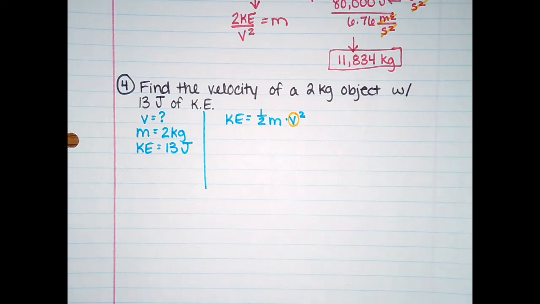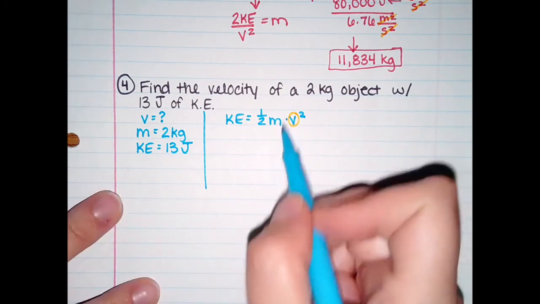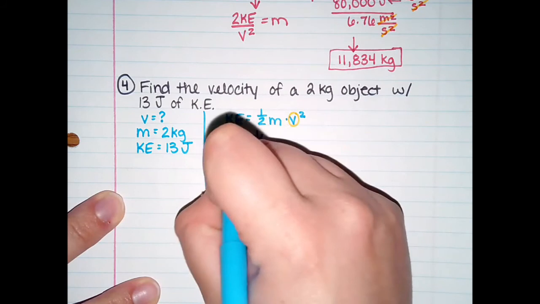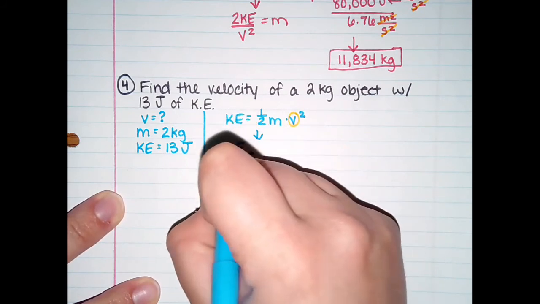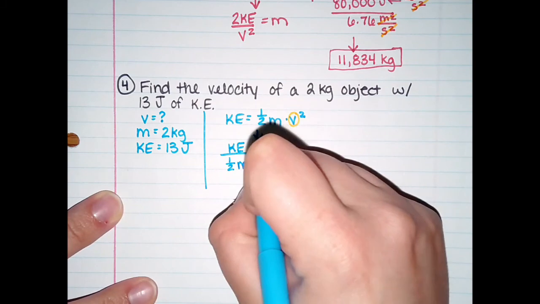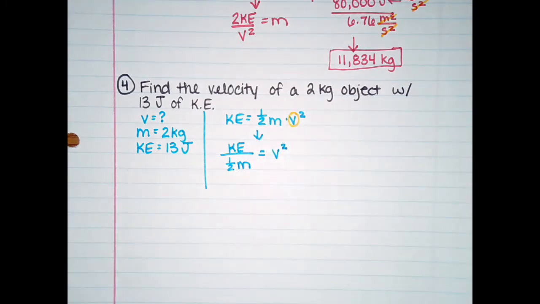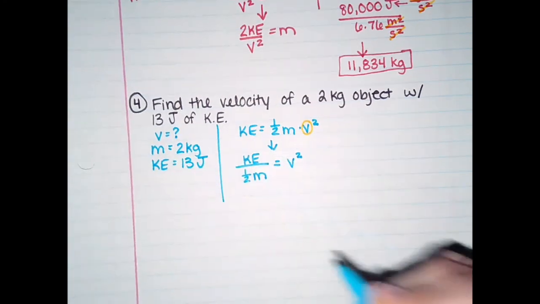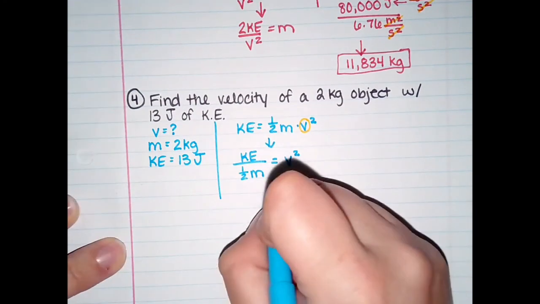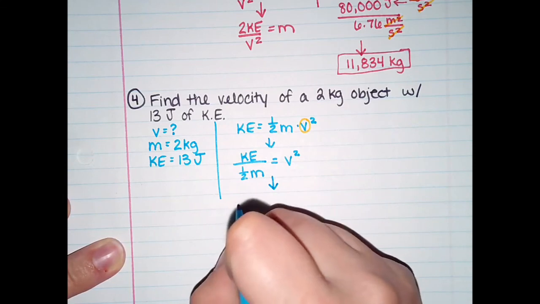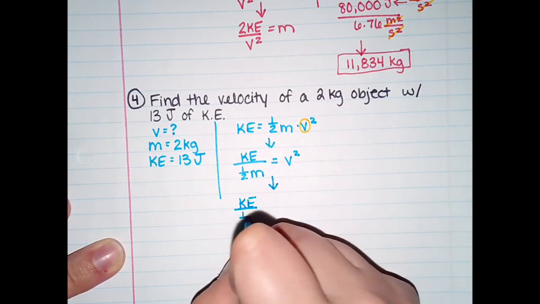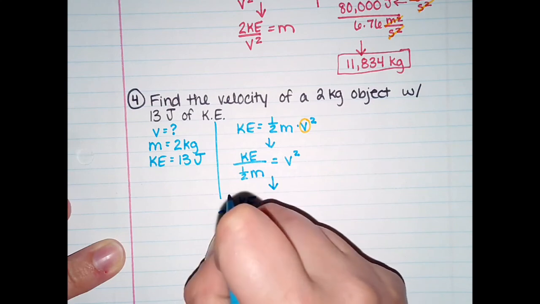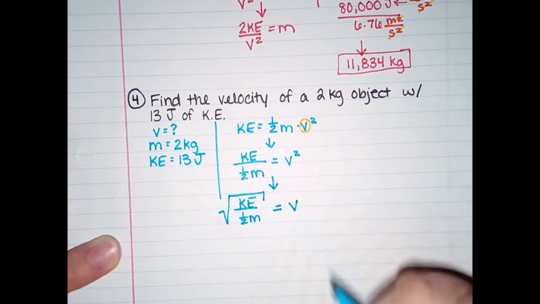Let's completely divide away half the mass. Let's get it out of there. So if we go KE divided by half mass equals v squared. Now we have to get rid of the squared. And to do that, we do square root on both sides. So I'm going to end up with the square root of that whole thing, and we've solved for velocity.